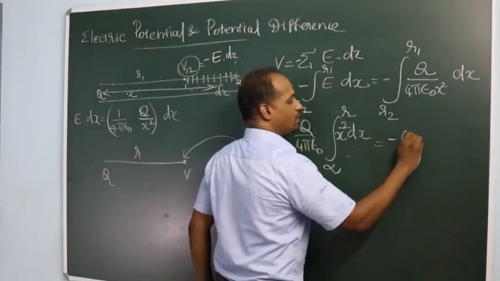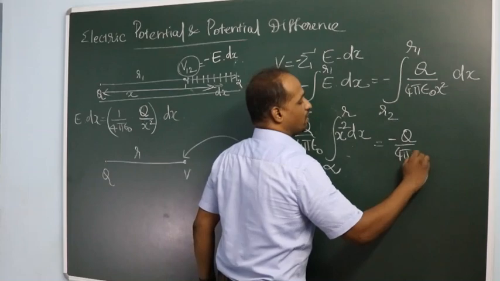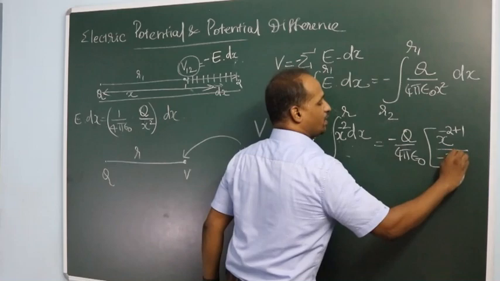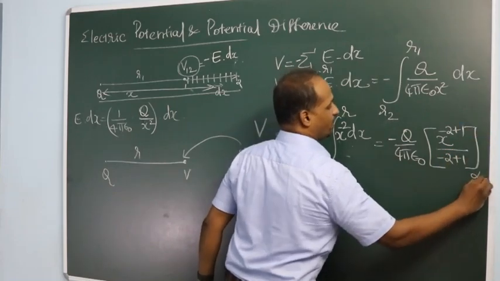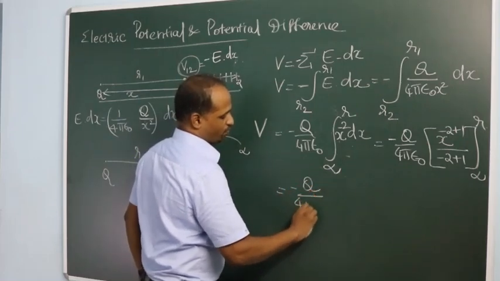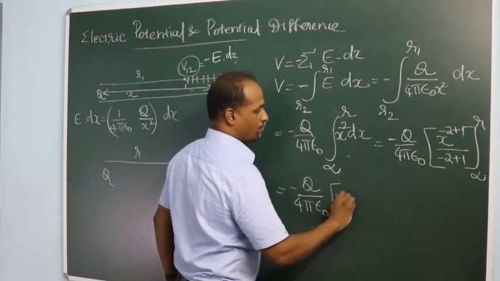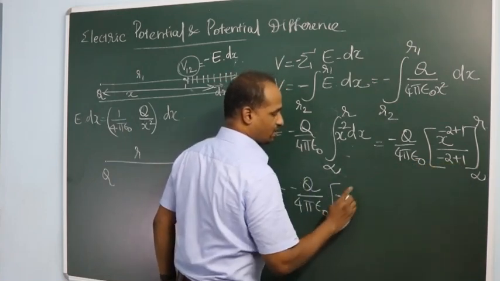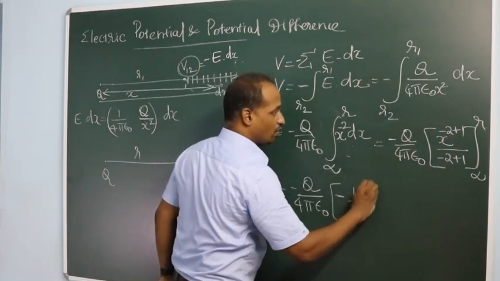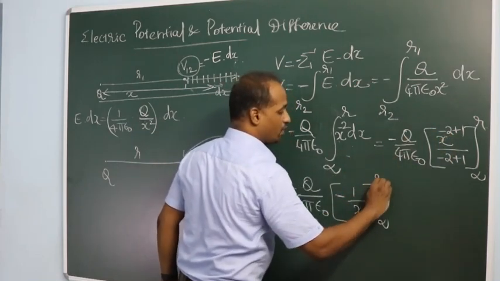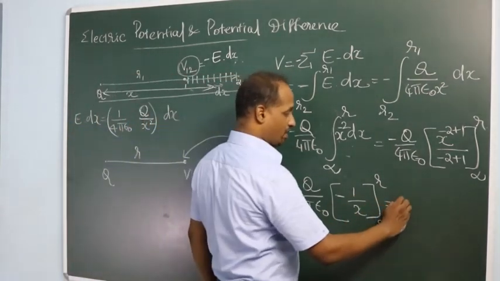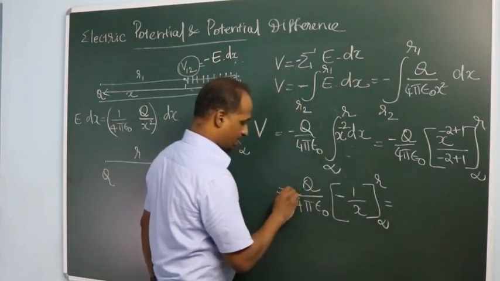So minus q by 4 pi epsilon naught, the integral of x power minus 2 dx is x power minus 2 plus 1 divided by minus 2 plus 1, from infinity to r. Then minus q by 4 pi epsilon naught, with minus 2 plus 1 being minus 1, and x power minus 2 plus 1 being x power minus 1, which is 1 by x, from infinity to r. So upper limit minus lower limit. Sorry, there is a negative sign, right?